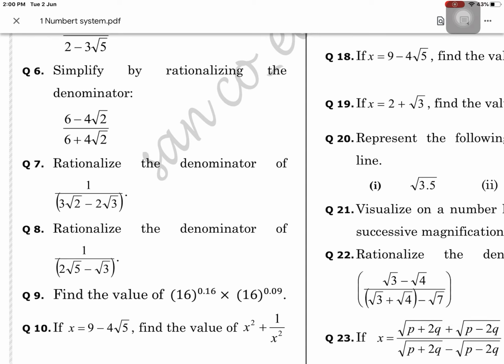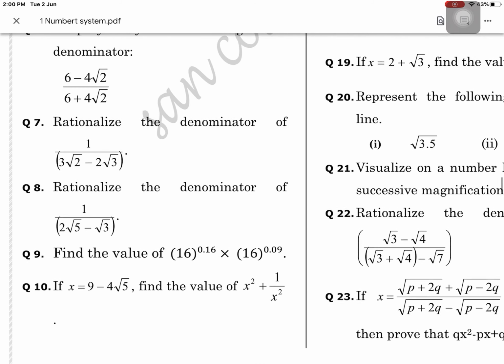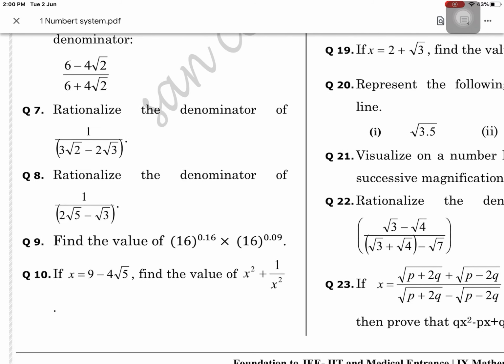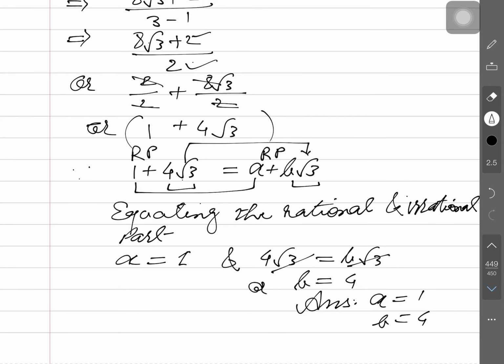Okay. 1 by 3 root 2 and 2 root 3. How can we solve this? I think I already told you this question. Okay, so I am telling question number 8. Rationalize the denominator: 1 by 2 root 5 minus root 3.